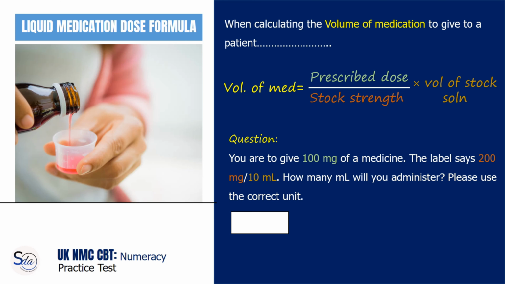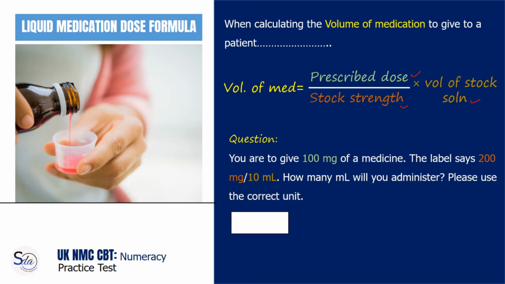Now, to be able to calculate for liquid medications, it's very simple. You've got to clinch onto a formula. As you can see here, to calculate the volume of a medication, you have to consider the prescribed dose divided by stock strength, multiplied by the volume of the stock solution. In the previous slide, I explained what the prescribed dose is all about, which I believe you still remember, and what the stock strength is about. Now, I'm only going to talk about the volume of the stock solution.